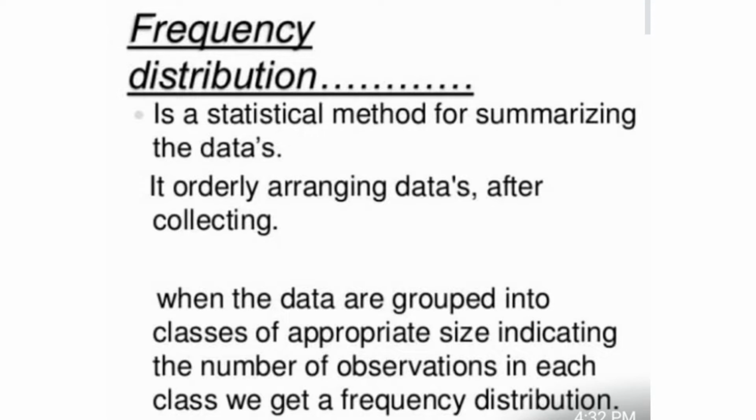Frequency distribution. When the data are grouped into classes of appropriate size indicating the number of observations in each class, we get a frequency distribution. So first, you will be arranging the data with the desired classes or class intervals, and the data that falls into a particular class, you will be tallying or grouping in that particular class. That comes under number of frequencies. This will be more clearly explained when I show the tables. At that time, if I explain, you will have a better understanding.